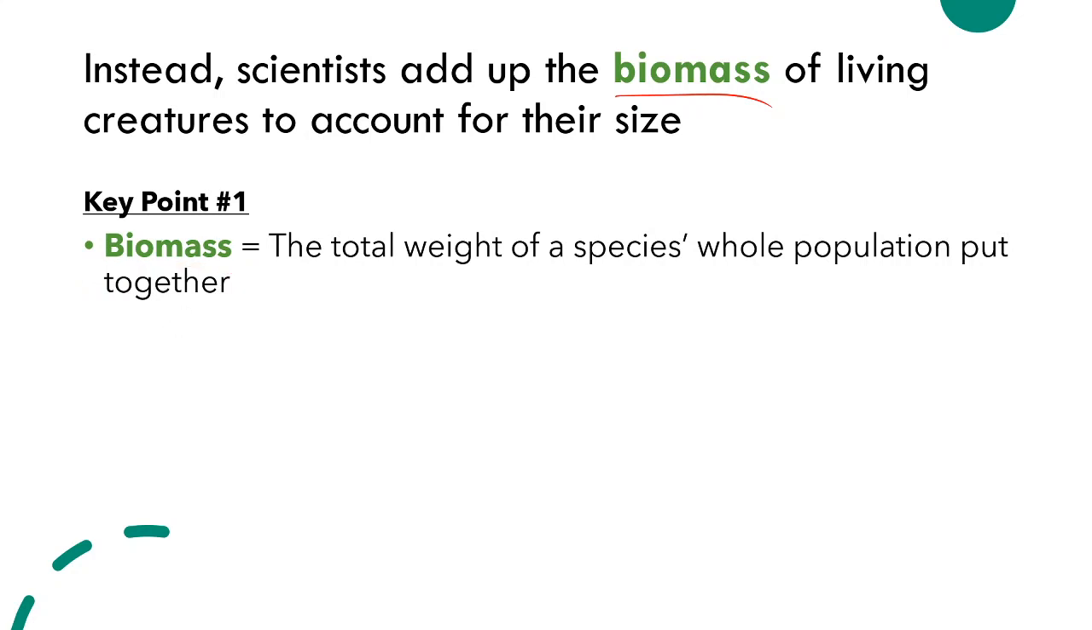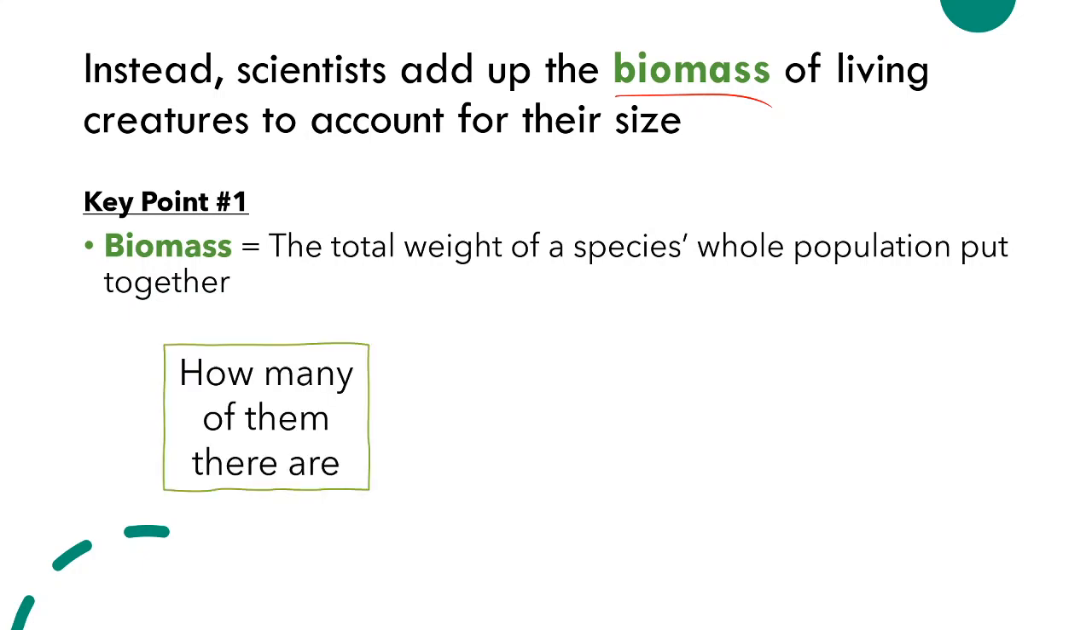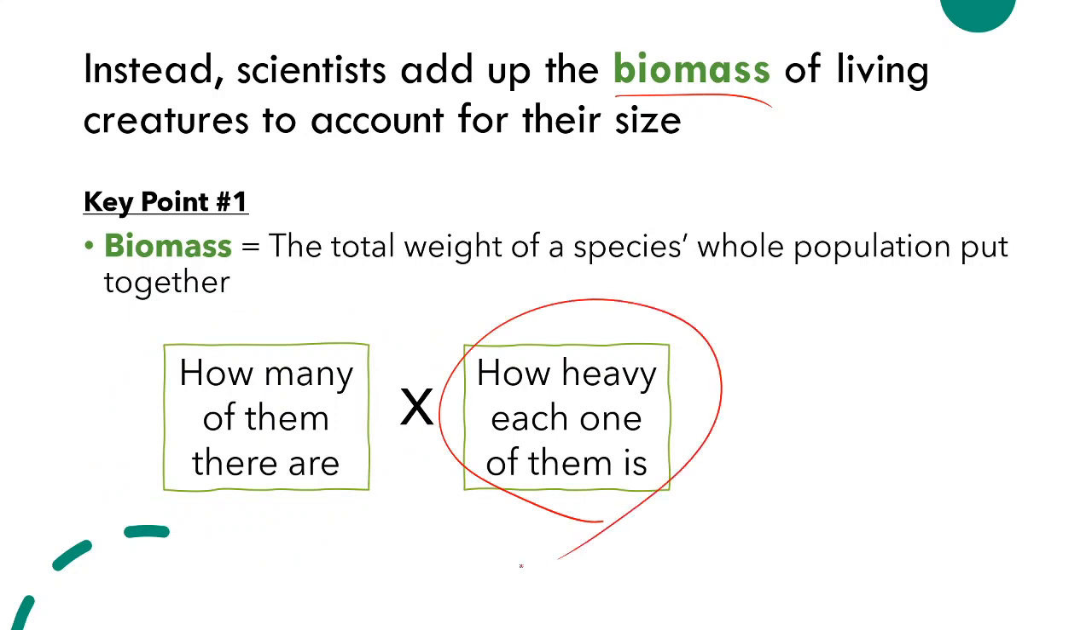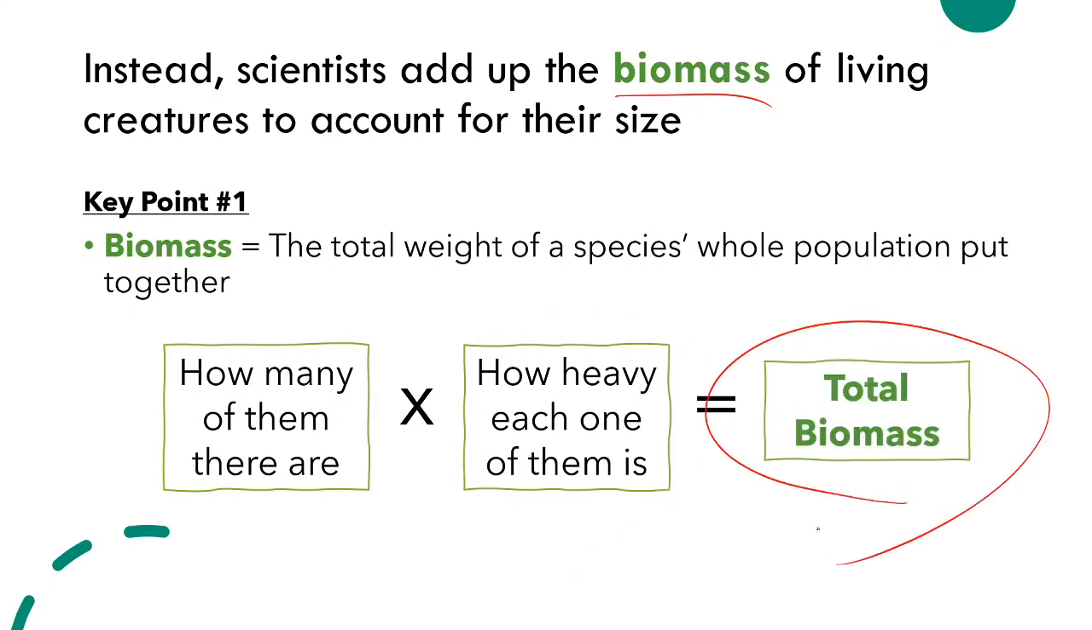So, even if you have a lot of little animals, like a bunch of tiny little ants, they don't have a lot of biomass unless you have a lot of them, because you have to add all of their weight together and compare that to the weights of something else. So the way you calculate something's biomass is you say, well, how many of this plant or animal are there? Say that you have 100 trees. Then you multiply that by how heavy each one of them is, what they weigh. Maybe you have 100 trees and they each weigh 50 pounds. And then together, those allow you to calculate that plant or that animal's total biomass, right?